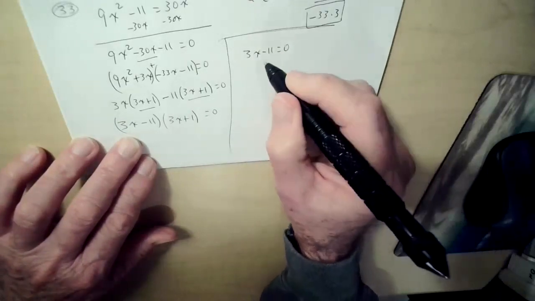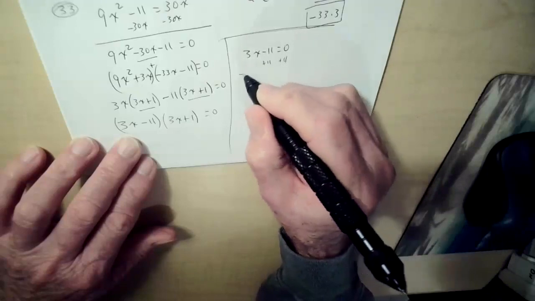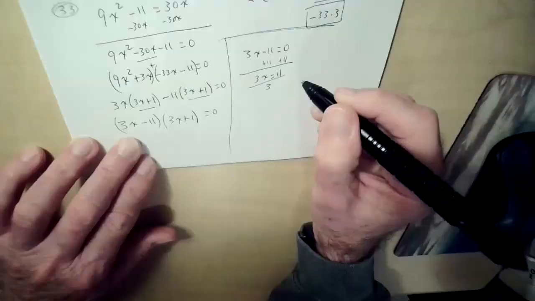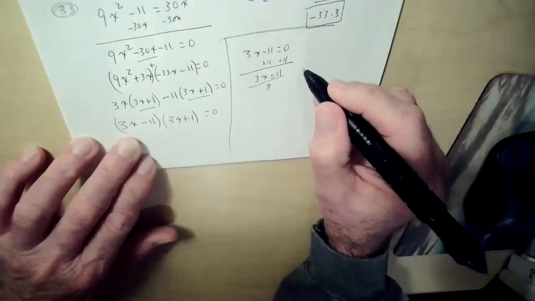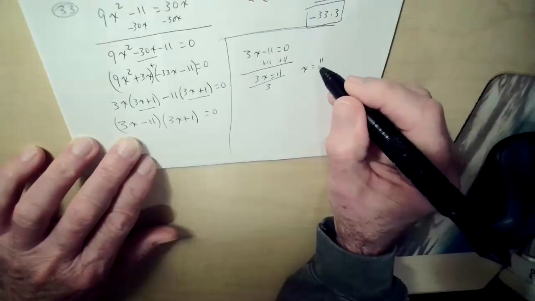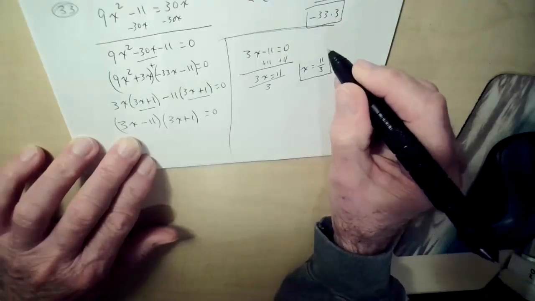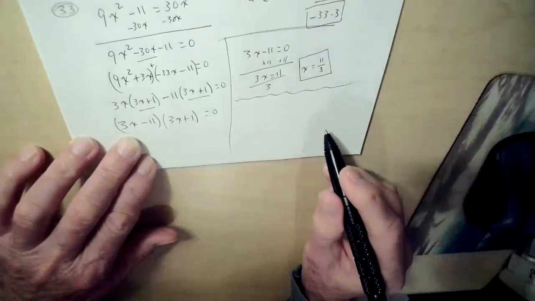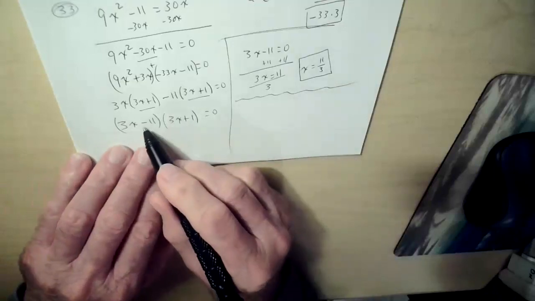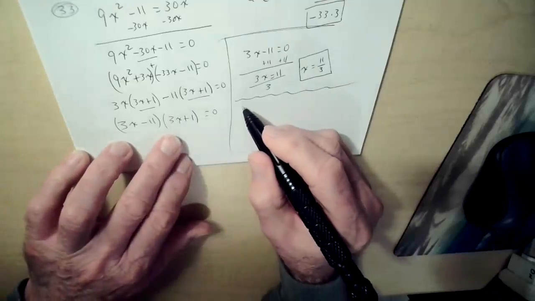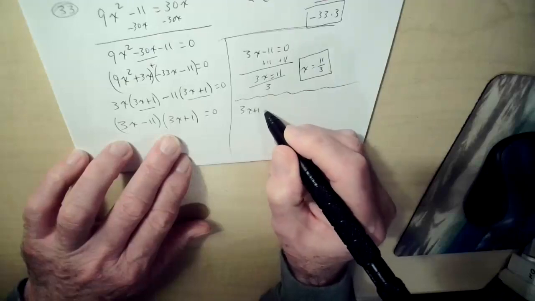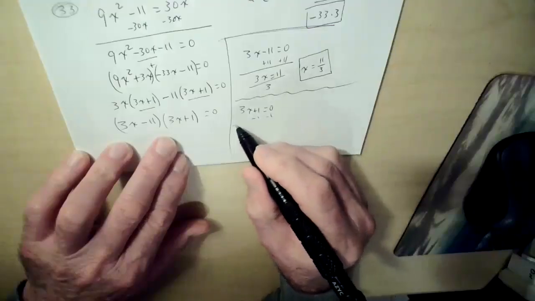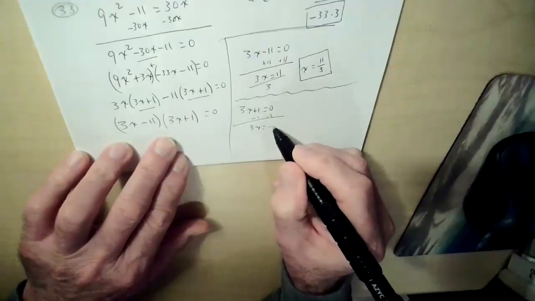Okay, now we set each one of these terms equal to 0. 3x minus 11 equals 0. Add 11. Divide by 3. Then x is going to be equal to 11 over 3. I don't know why, but these people love fractions. Then we have 3x plus, okay, that's this one. Now this one, same thing, 3x plus 1.